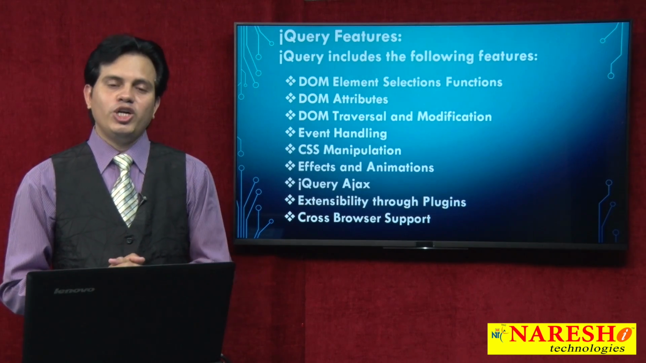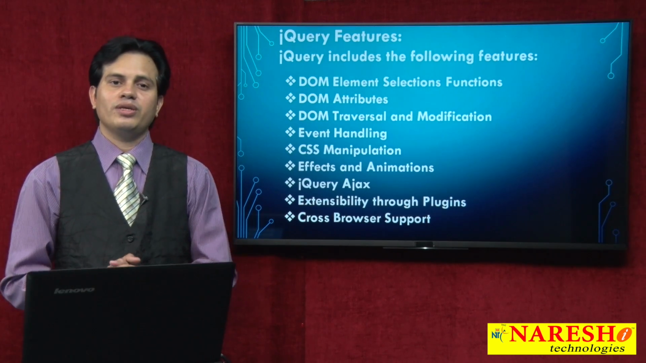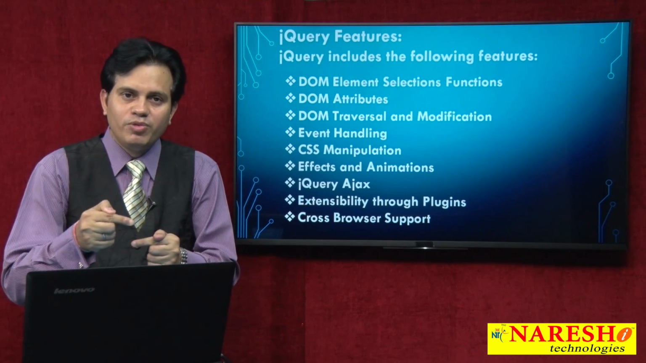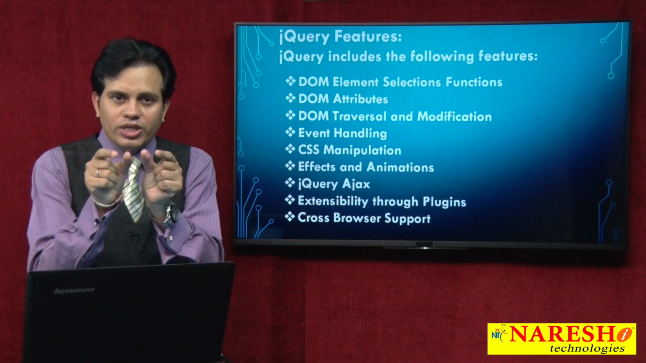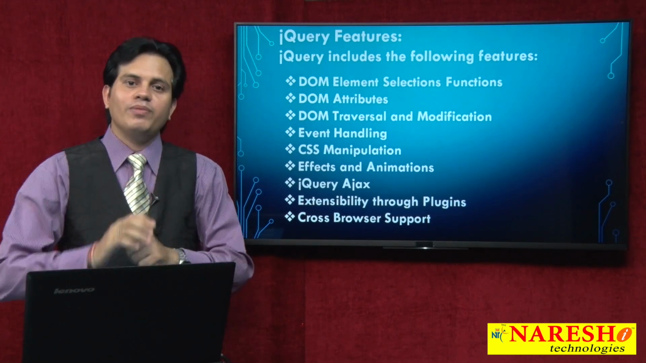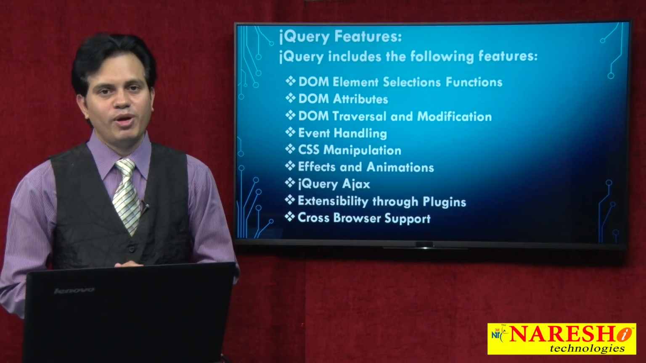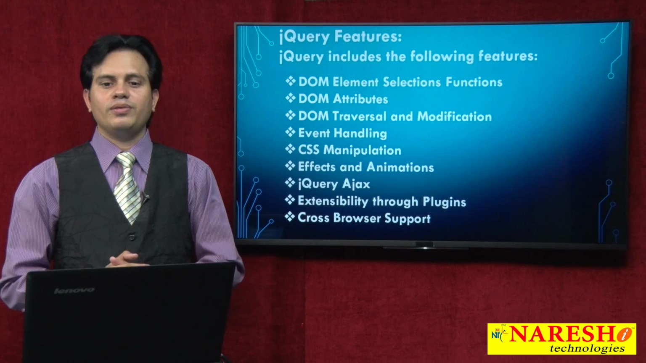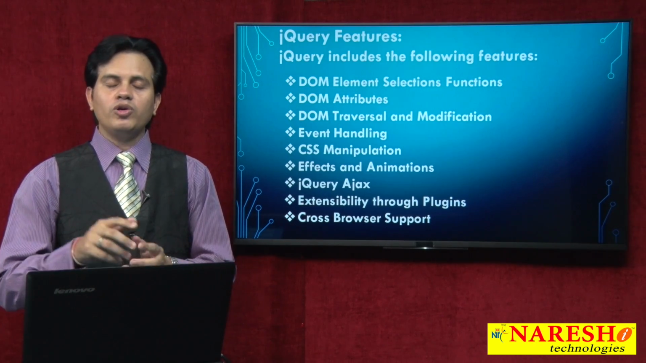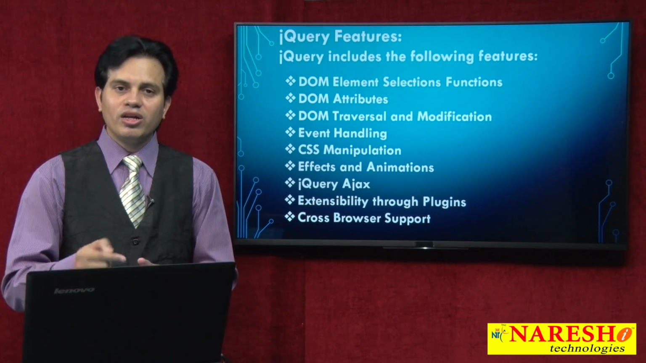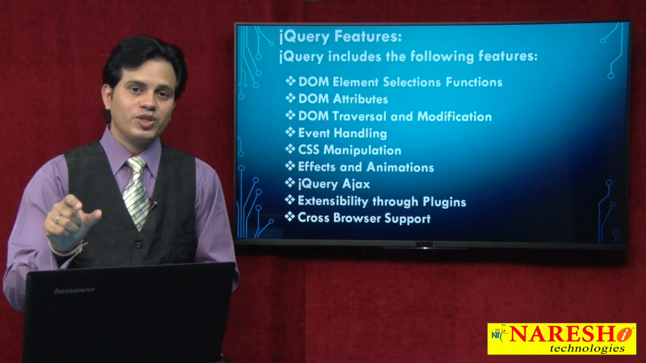DOM traversal and DOM manipulation, or DOM traversal and DOM modification, you can say. How to traverse to the DOM elements which are available in a hierarchical, tree-like structure, and after traversing to the specific element, I would like to modify it. For that we have a set of functions which come with the feature DOM traversal and modification. Event handling: how to handle events in jQuery, how to add an event along with an event handler for any such element, so that whenever the event triggers, that particular function is executed.